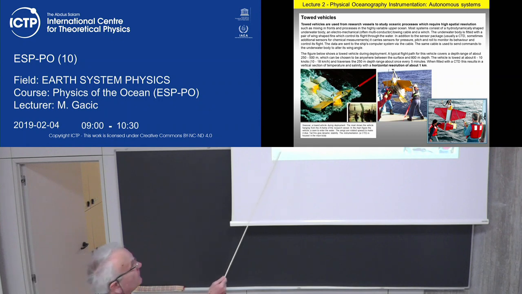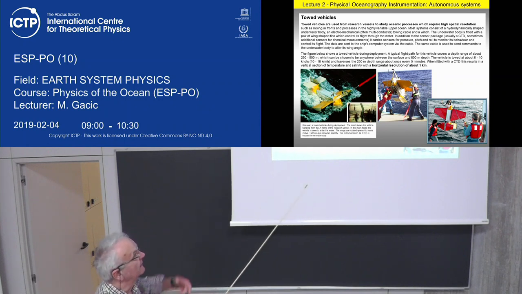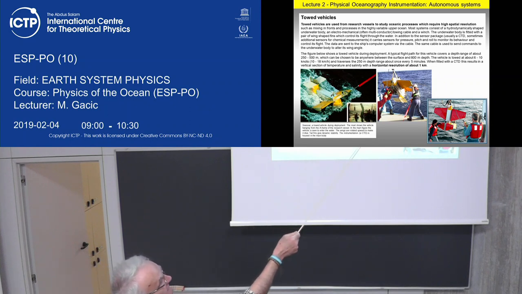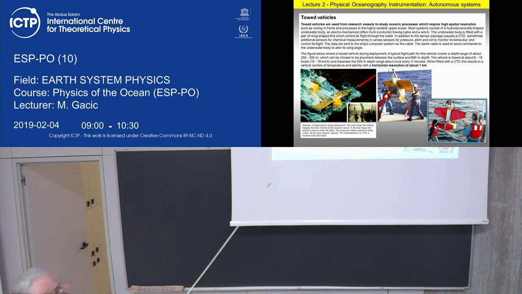But if you have the satellite measurements at the same time, for example, you are also able to interpret whatever you are obtaining from these in situ measurements. It says here the typical flight path for this vehicle covers a depth range of about 250 to 500 meters, so it's also pretty good vertical resolution, because it can go up and down. And the vehicle is towed at about 6 to 10 knots.